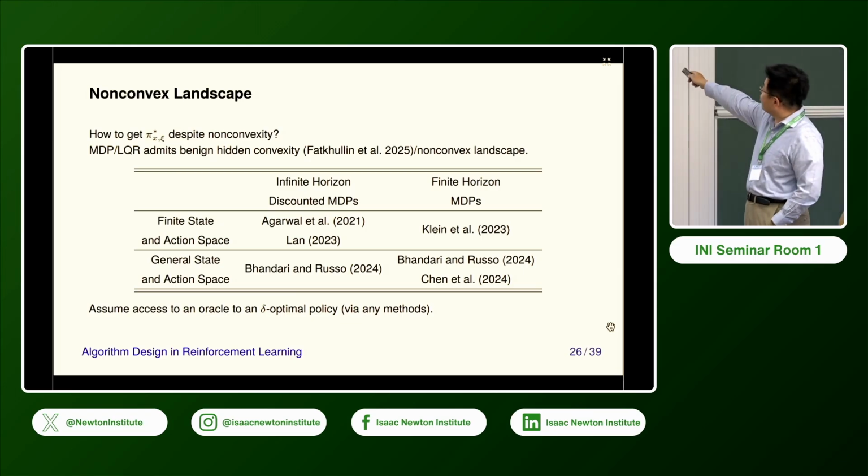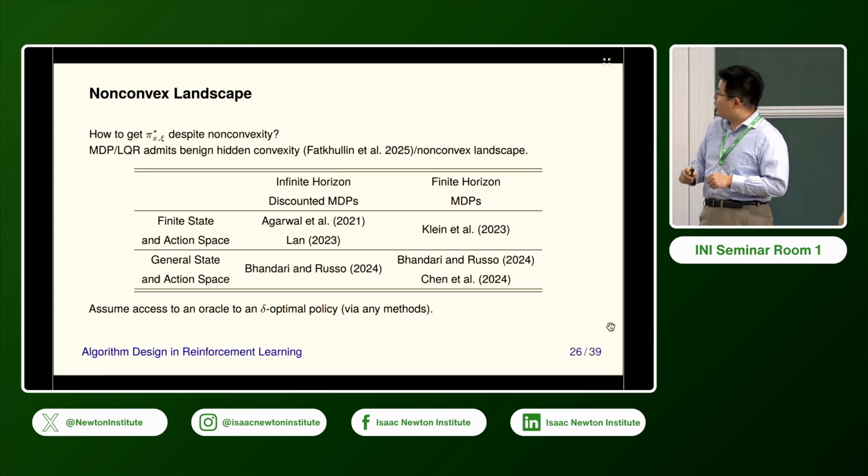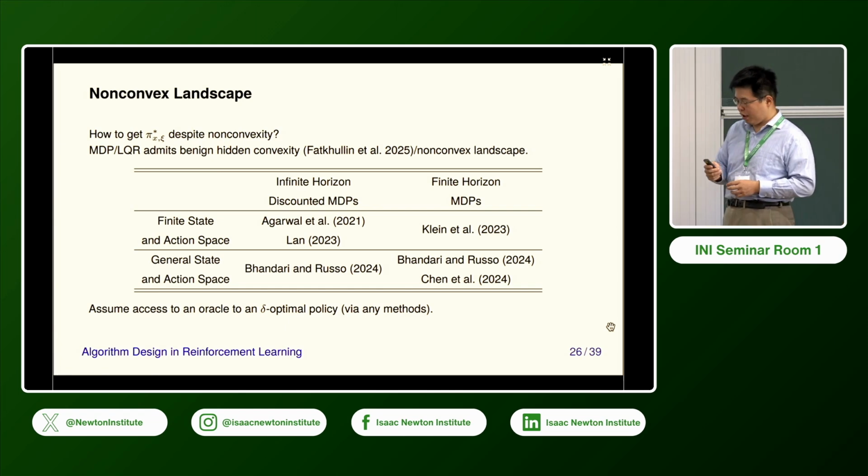Okay, given this, we can safely assume that we have access to an oracle of the optimal policy, and this oracle will generate trajectories for us to use. Okay?